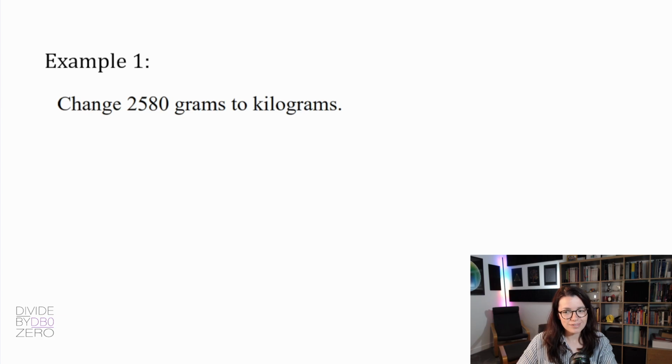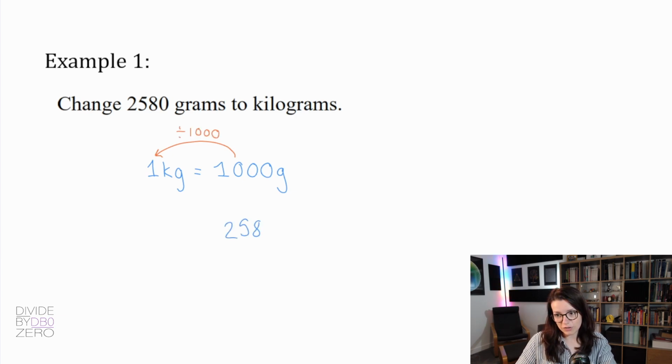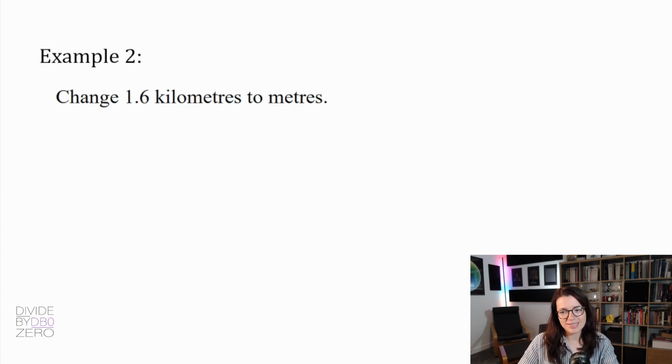Example 1, change 2,580 grams to kilograms. So I always start by writing down the fact or conversion that I've memorized. So 1 kilogram is equal to 1,000 grams. That's the one that's relevant here. And then we want to go from grams to kilograms. So let's use that fact to see that to go from grams to kilograms, we need to divide by 1,000. Therefore, if we write down 2,580 grams underneath, we know that we must also divide that by 1,000. And that will be 2.58 kilograms. I think the easiest way to do that is to imagine the decimal point at the end and move it back 3 times. 1, 2, 3.